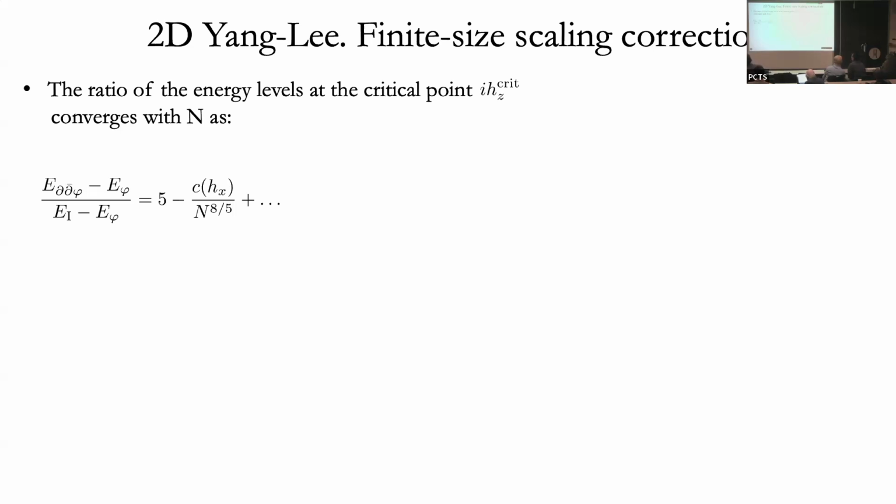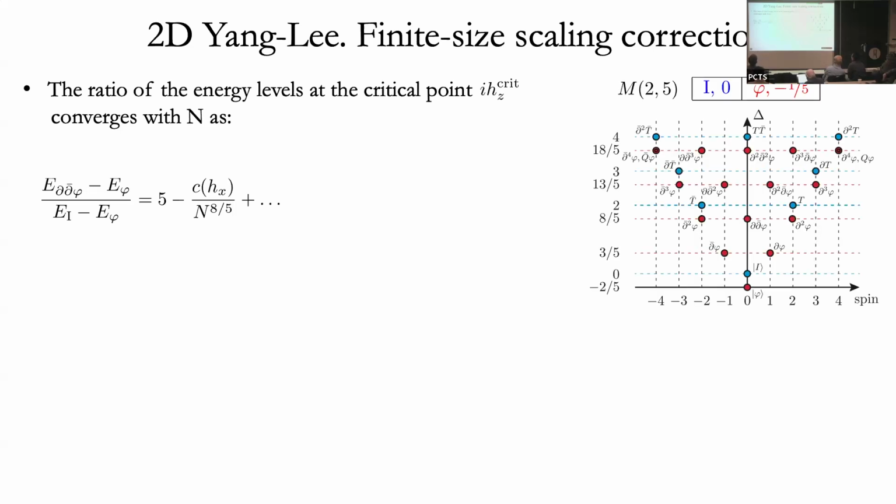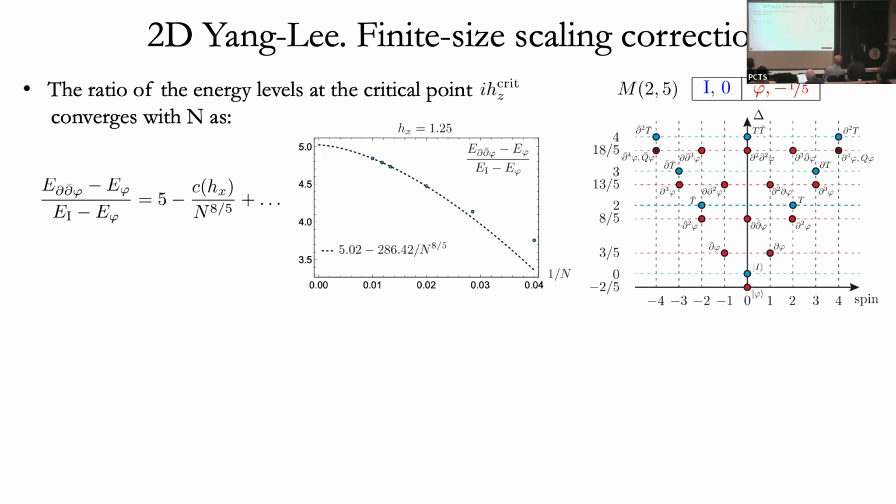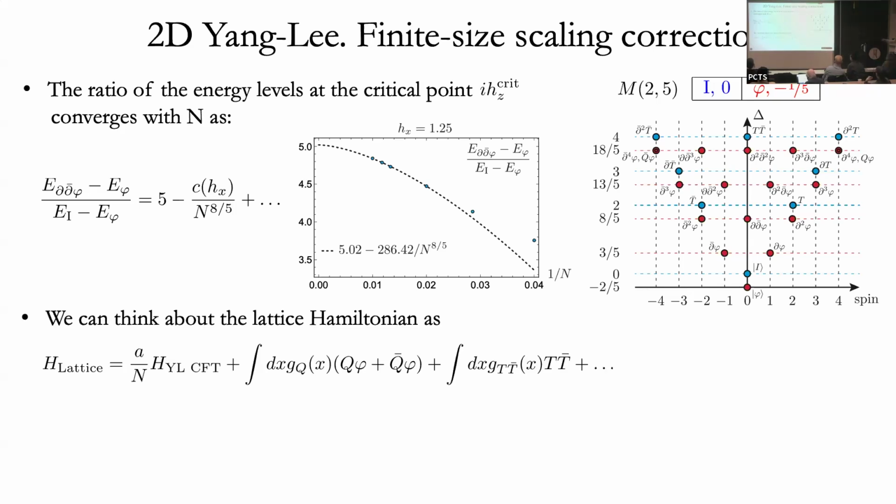For example, we can look at this ratio of energy levels. Conformal field theory would predict that this ratio has to be 5: this level derivative minus this, divided by this gap, has to be 5. And we can see numerically that it converges to 5 with n to the 8/5 power. This is because, as I mentioned, all of these descendants are full derivatives of primary operators, so only the first terms which contribute to finite size scaling corrections come from this operator Q and TT bar.